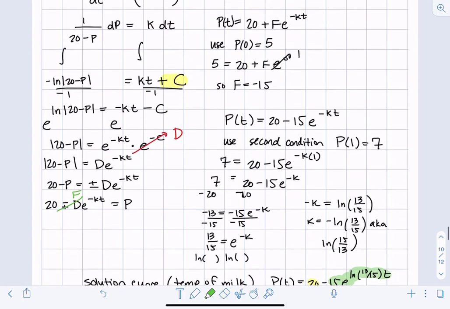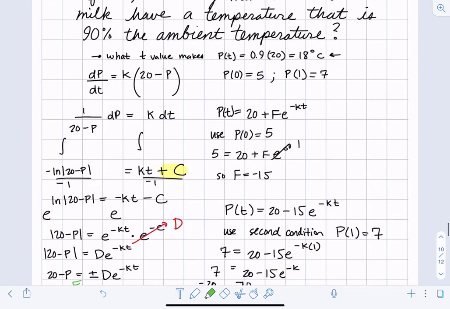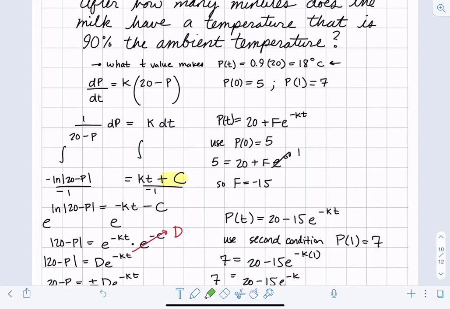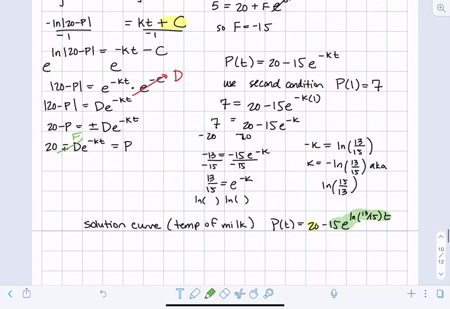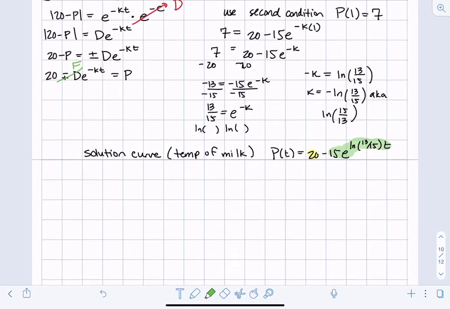Okay, so we haven't fully answered our question yet. Our question was, we want to know what t value is going to cause the milk to be 90% of the ambient temperature. So we want to know what t value is going to make our P of t 18. So to solve that, we would set 18 equal to 20 minus 15 e to the ln 13 over 15 t.